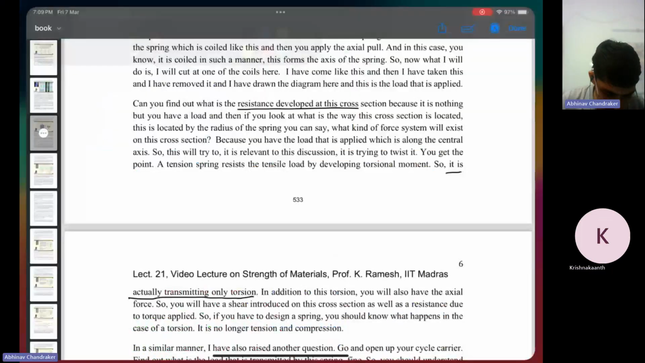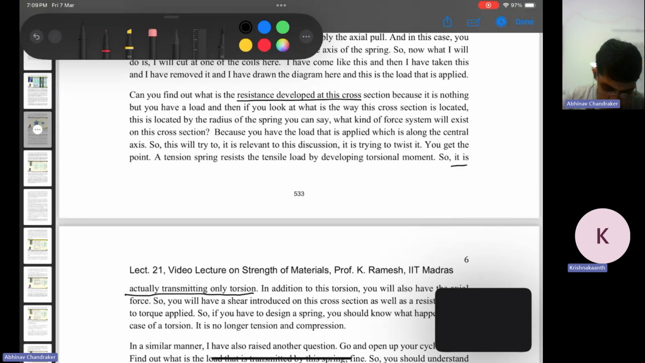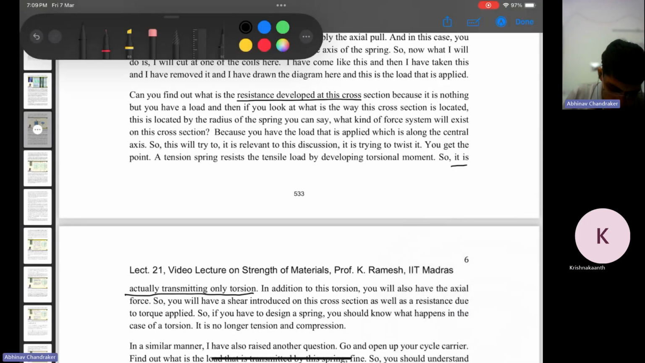I see, I see what you are saying. I'll just again share my screen. So you have it here. As said, our load is applied along the central axis and is just trying to twist it. So to resist that twist means tensile load, uncoiling.